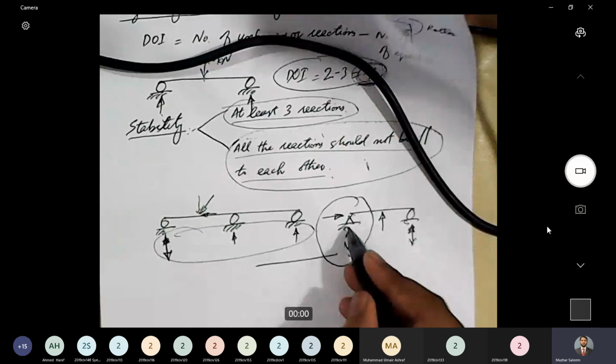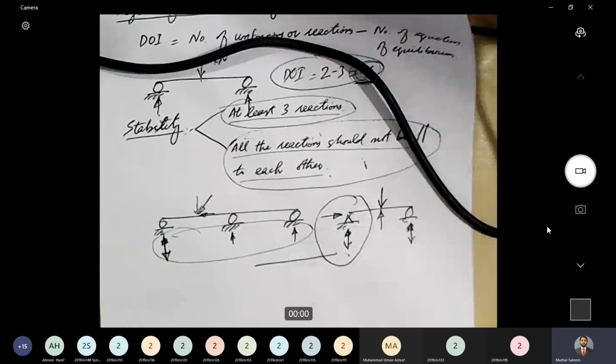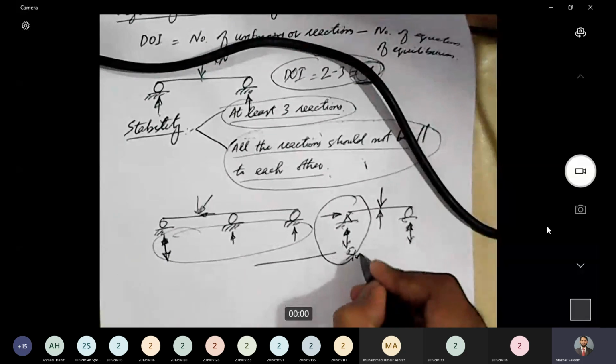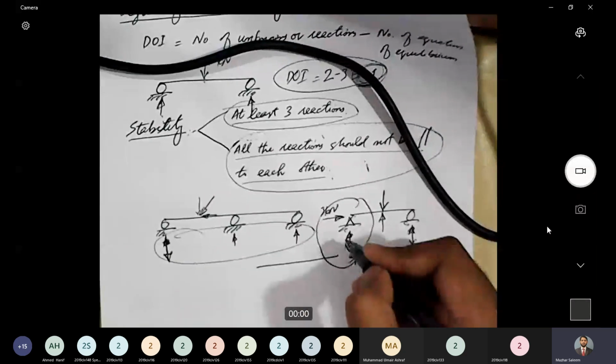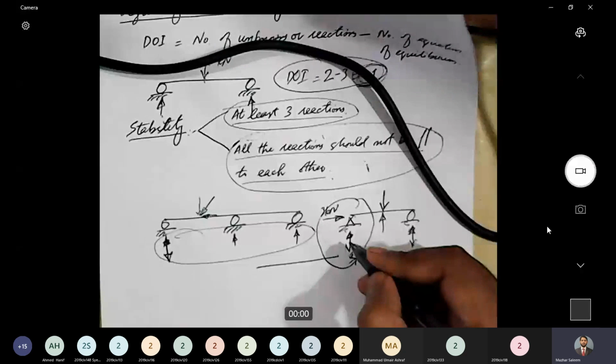So this structure can fail under the application of this vertical load. If, let's say, the capacity of this support is to generate 5 kilonewton of vertical reaction and 3 kilonewton of horizontal reaction, that's the maximum magnitude of reactions this support can generate. If I apply some load for which the reaction here exceeds 5 kilonewton, the structure will fail. Okay? Yes, sir. Got it.